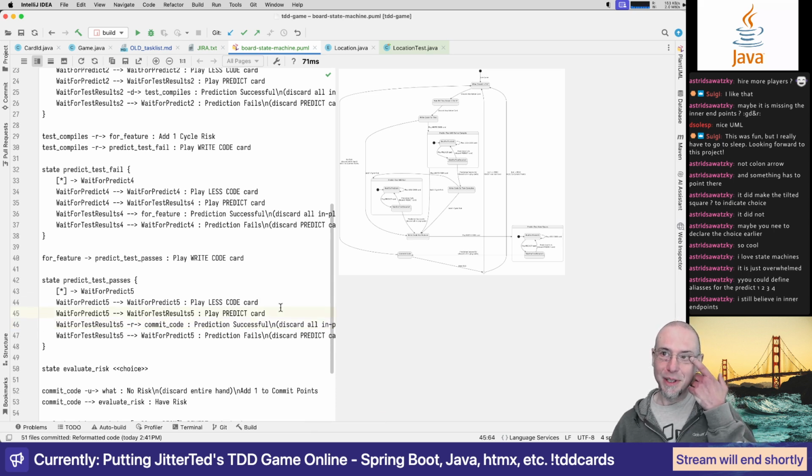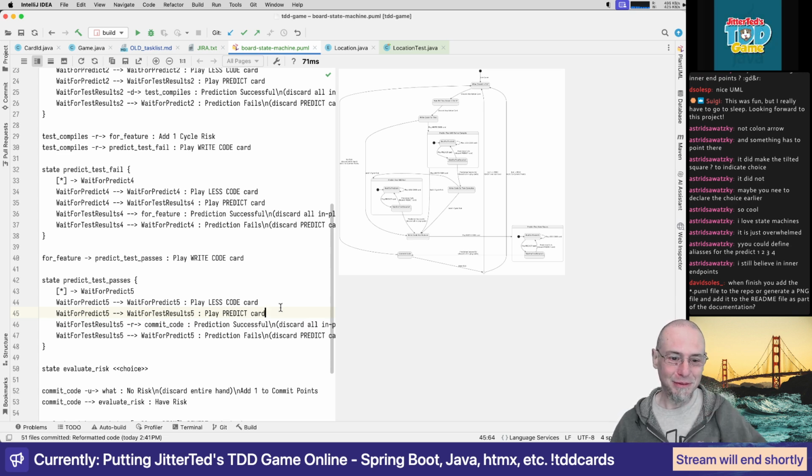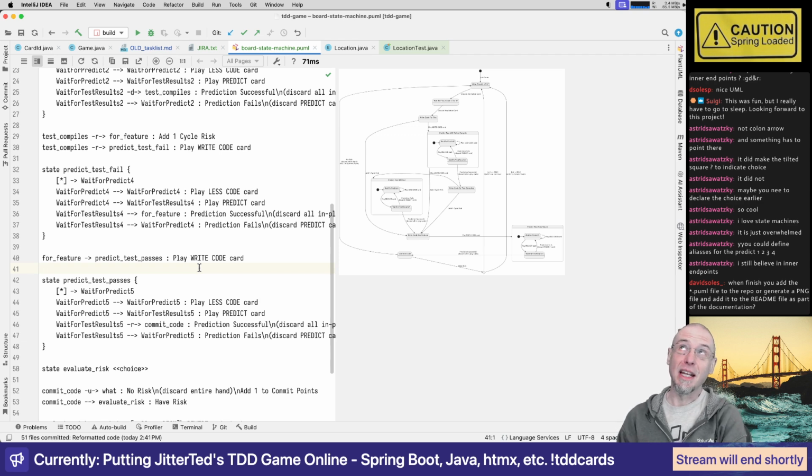You still believe in inner endpoints? Well, this will be available, so feel free to give me some ideas on what that would look like. Yeah, I don't generate a ping. I just add the POML file to the repo, because if I add the ping, then it's out of date. As soon as I generate it, it's out of date. You can always just look at it.